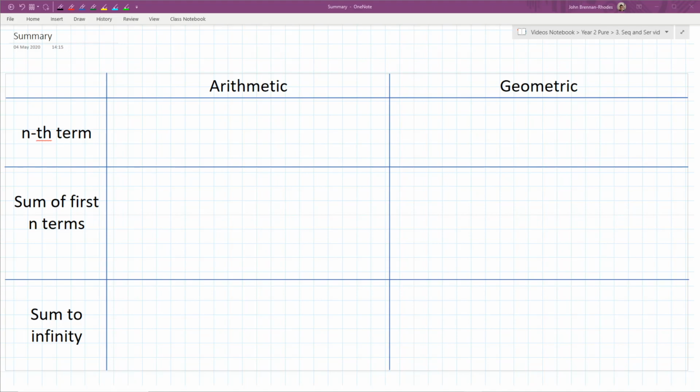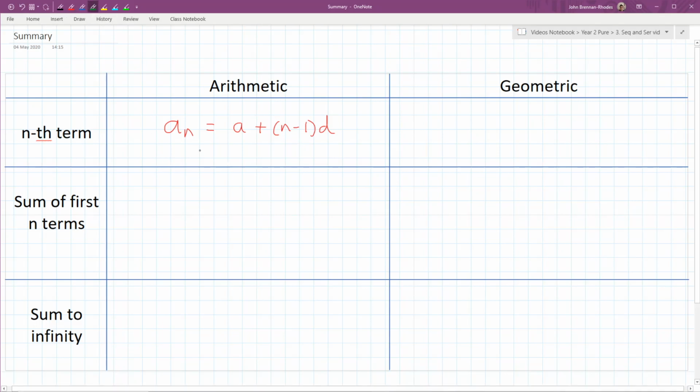Okay, I just wanted to do a quick video to summarize the different formulas that appear in the sequence and series chapter. So starting with arithmetic, the nth term of an arithmetic sequence, which we could say was an, is equal to the first term plus n minus 1 times d. So you're starting with the first term and you're adding on n minus 1 lots of the difference.